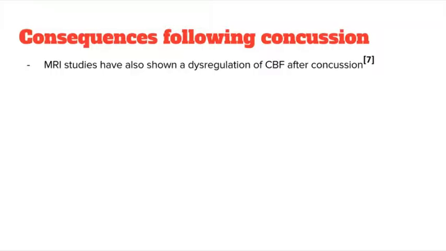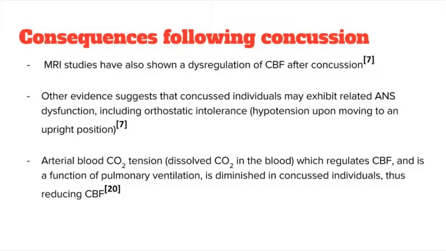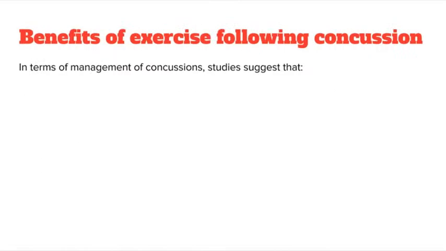MRI studies have also shown a dysregulation of cerebral blood flow after concussion. Other evidence suggests that concussed individuals may exhibit related autonomic nervous system dysfunction, including orthostatic intolerance. A contributing factor may include arterial blood carbon dioxide tension, which regulates cerebral blood flow and is a function of pulmonary ventilation. Research has shown carbon dioxide tension to be diminished in concussed individuals, thus reducing cerebral blood flow and contributing to orthostatic intolerance. In terms of management of concussions, studies therefore suggest that exercise is implemented into a rehabilitation protocol, as exercise post-concussion has been shown to increase cerebral blood flow control.